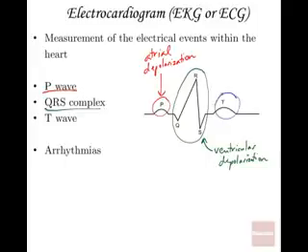So T here, the T wave, is actually the event that repolarizes the ventricles, eventually getting them ready for receiving more blood. So this is ventricular repolarization.